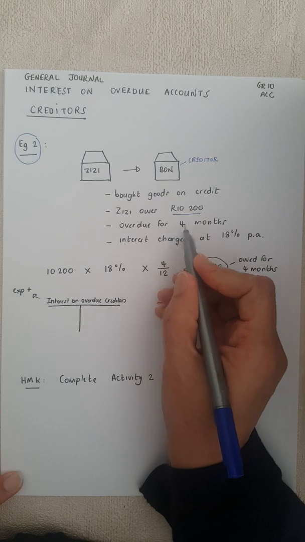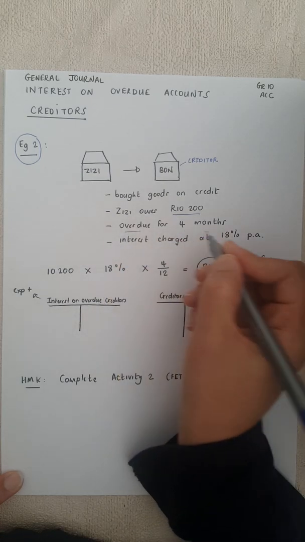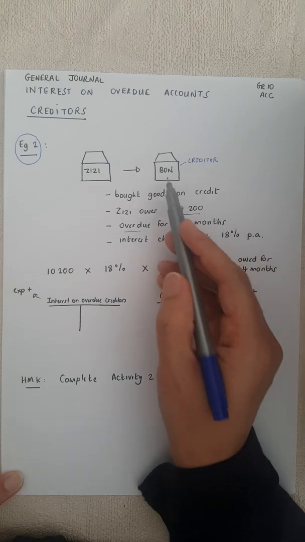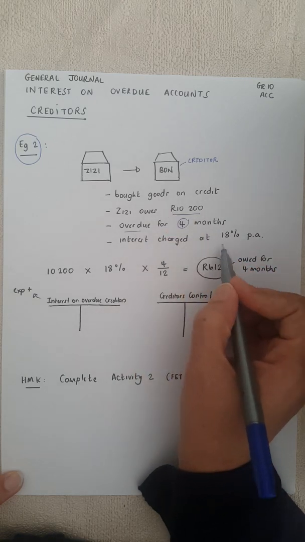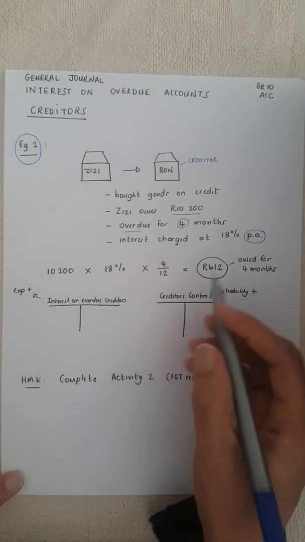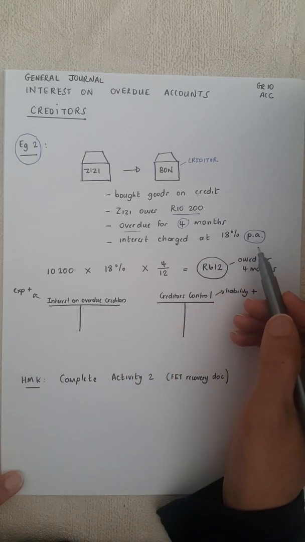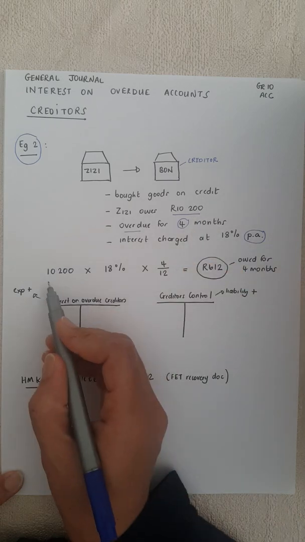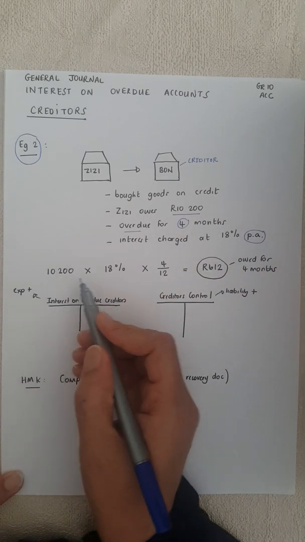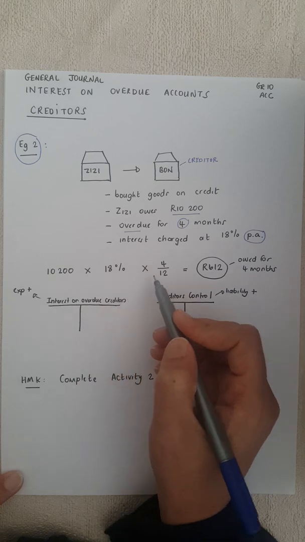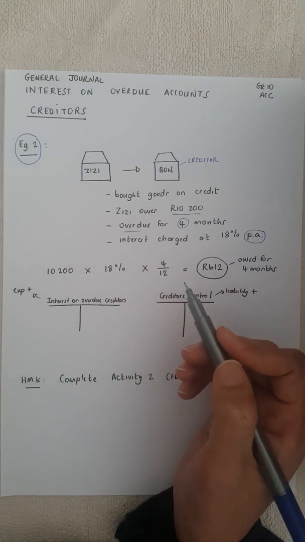Now this debt is overdue for 4 months, and Bond Traders are charging them interest at 18% per annum. That's the important part, whether they tell you per month or per annum. So how are we going to calculate the interest? We're going to take the amount that is on the invoice, which is 10,200 Rand, multiply it by 18% on your calculator, and multiply it by 4/12.